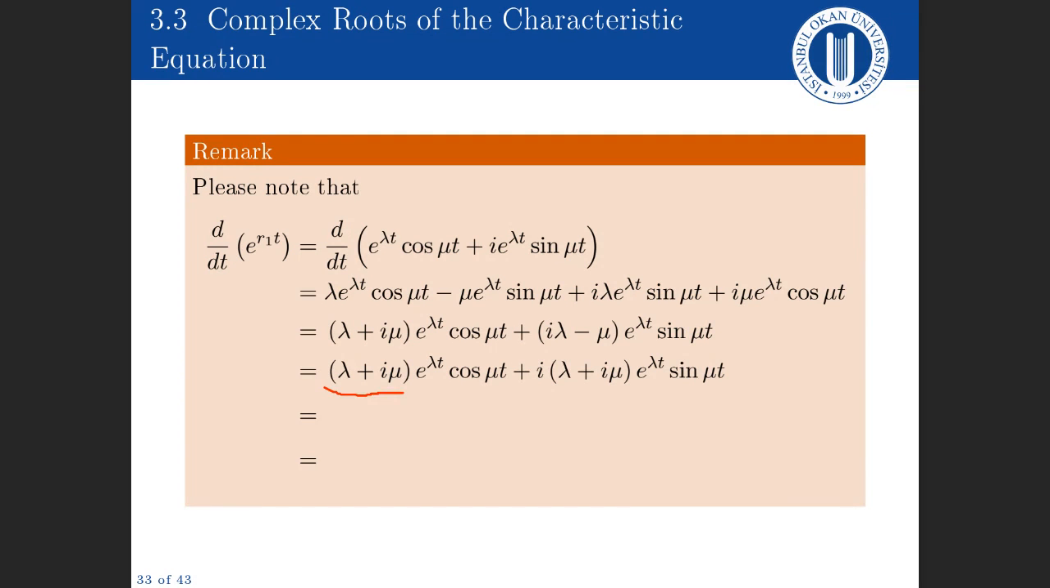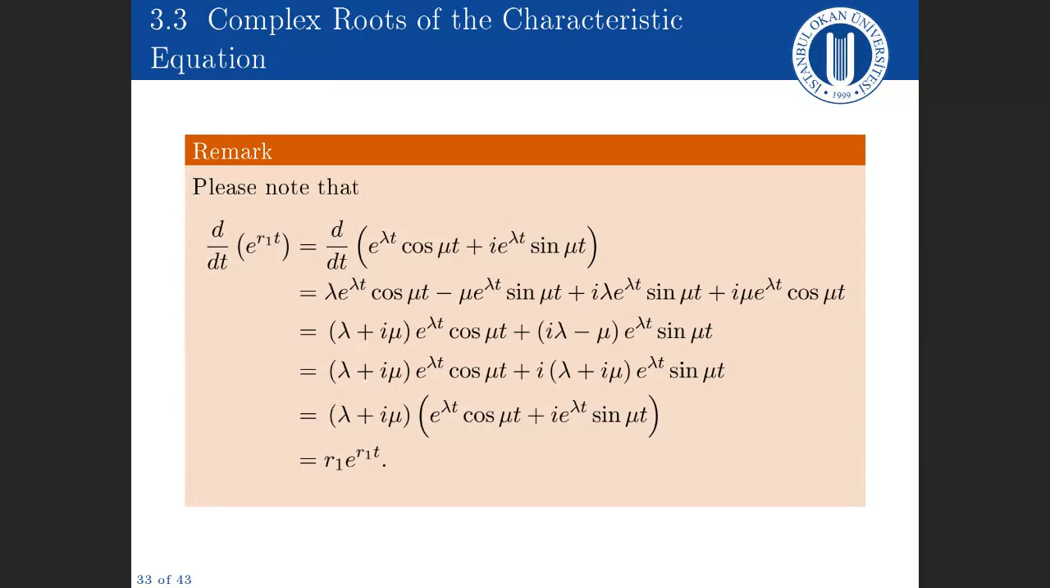This bracket appears twice. We can factorize this out. Lambda plus i mu multiplied by e to the power lambda t cos mu t plus i e to the power lambda t sine mu t. But this is exactly the same as r1 e to the power r1 t.